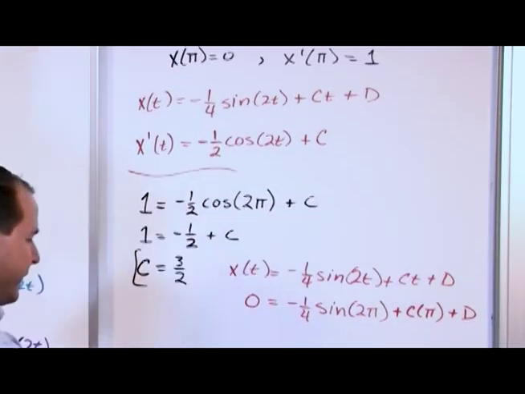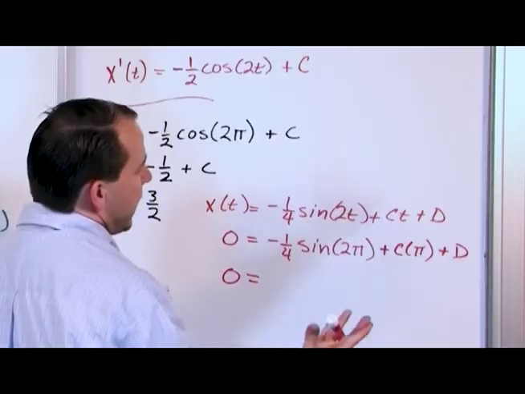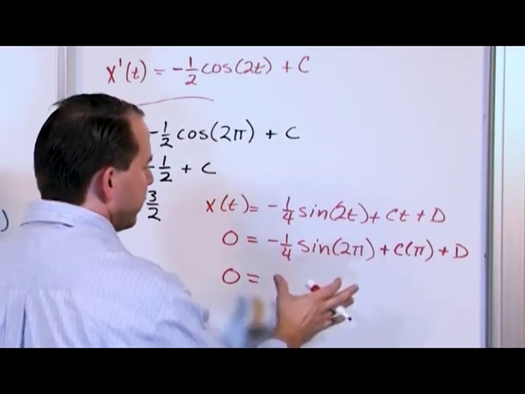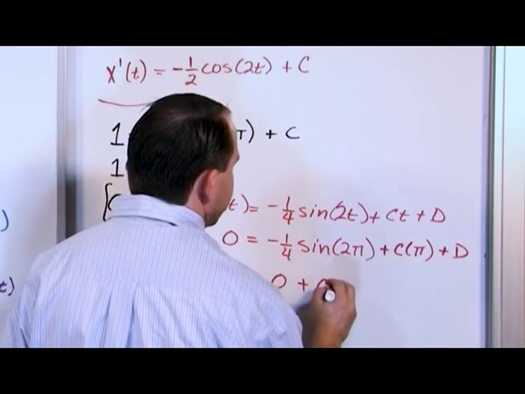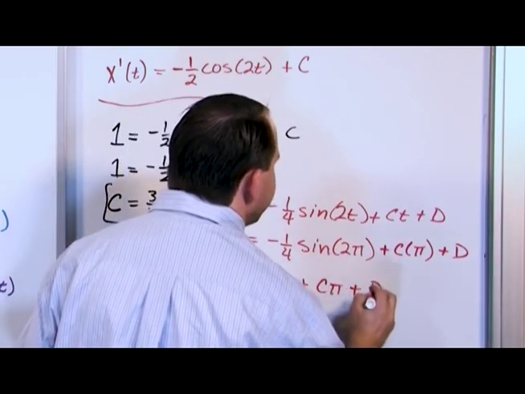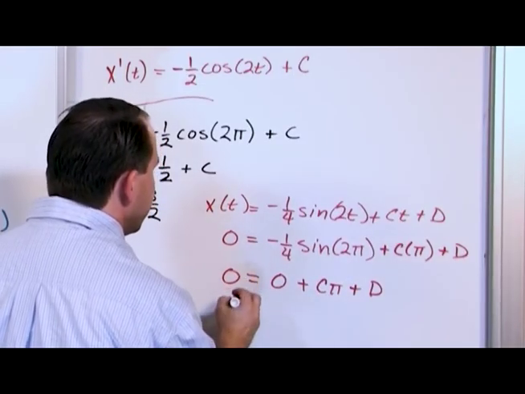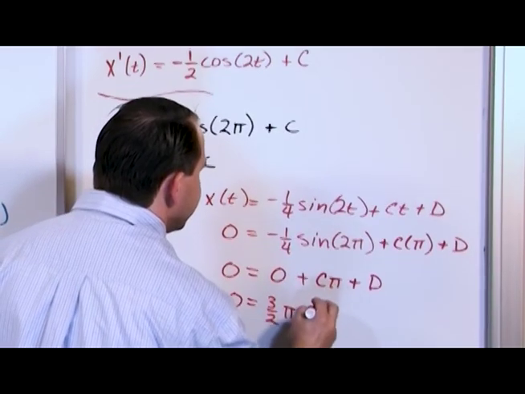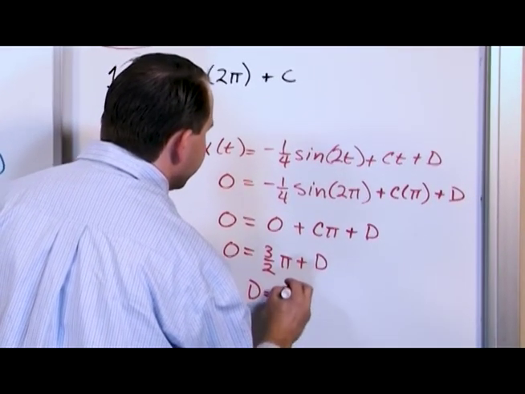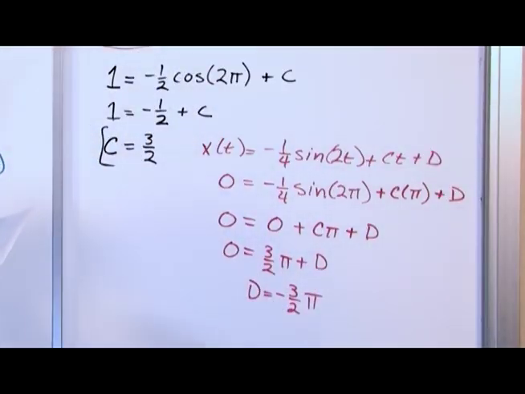So we basically plug in everything we know, and what we get, 0 is going to be equal to, what is sine of 2 pi? Sine of 2 pi is 0, so this whole term goes to 0, plus c pi plus d. But we know what c is. C is equal to 3/2. So what we're going to have here is 0 is equal to 3/2 pi plus d. So d is equal to -3/2 pi.